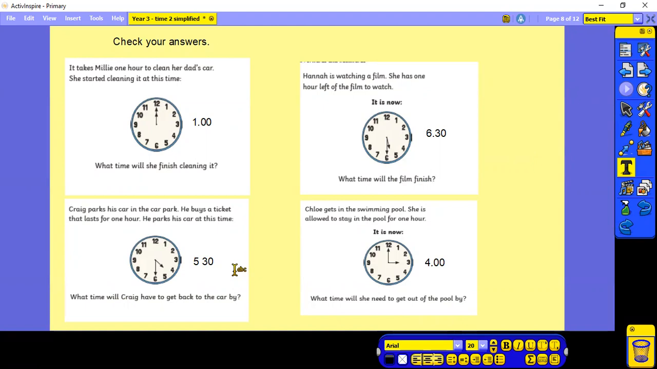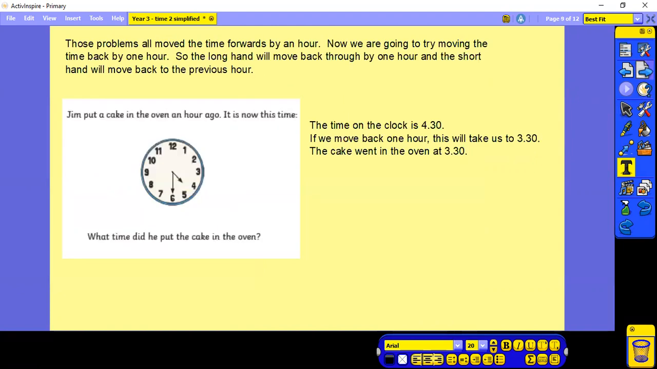Craig parks his car in the car park and he buys a ticket that lasts for 1 hour. So he parks his car at 4:30 and he will get back to his car by 5:30. And Chloe gets in the swimming pool and she's allowed to stay for 1 hour. So she gets in at 3 o'clock. So she needs to get out of the pool by 4 o'clock. So those problems all move the time forwards by an hour.